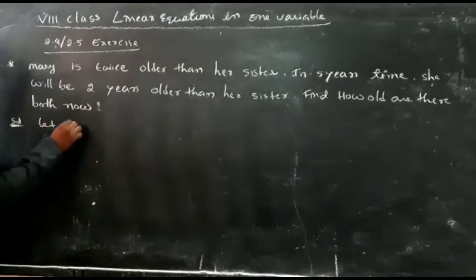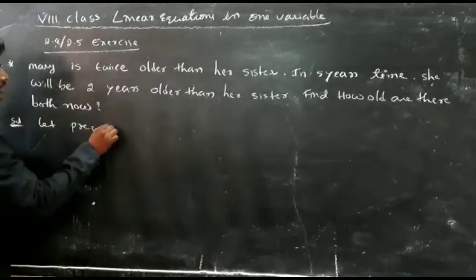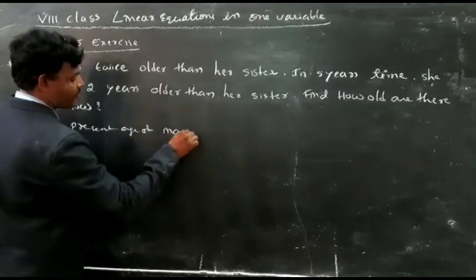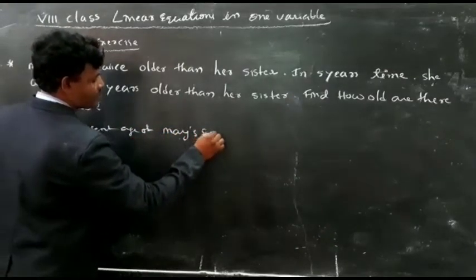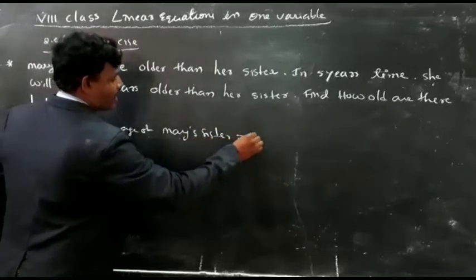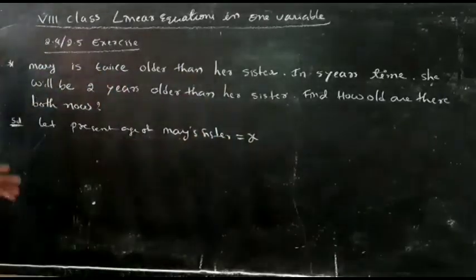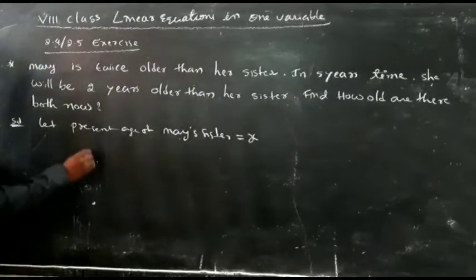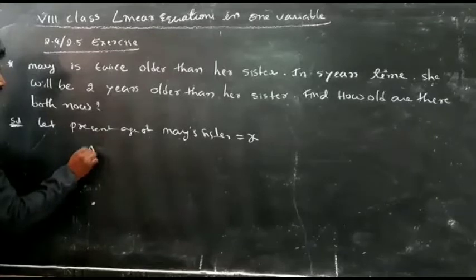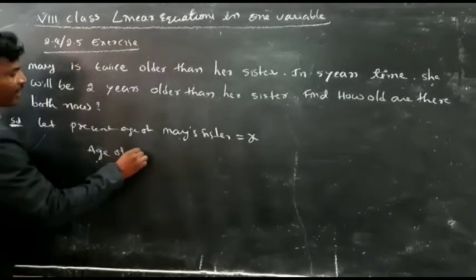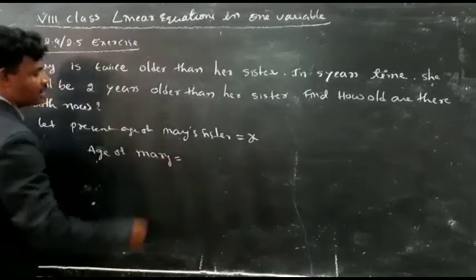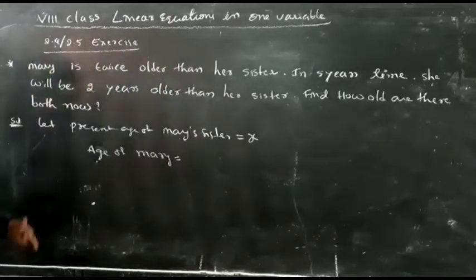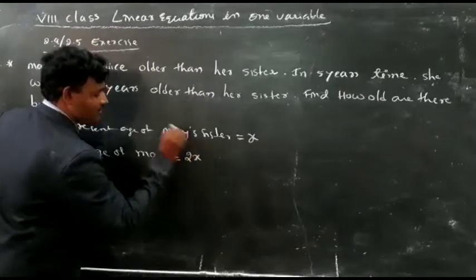Let the present age of Mary's sister be x years. Let Mary's sister's age be x. Then what about Mary's age? The age of Mary is how many times her sister's age? Twice her sister's age. So it is nothing but 2x.